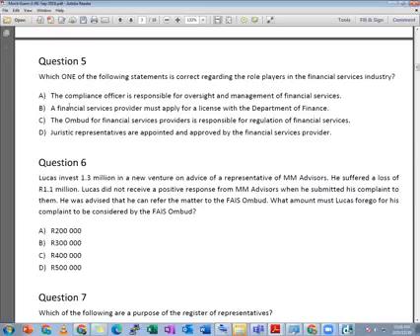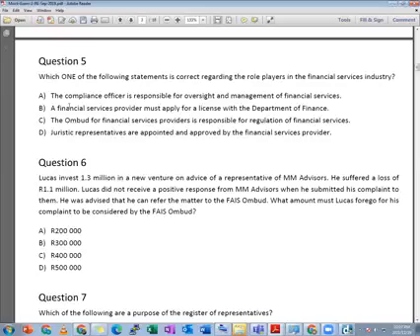Question 5, which of the following statements is correct regarding the role players in the financial service industry? Do you know all the role players in the financial service industry? Do you know who does what? Do you know who the rep is, what he does? Do you know who the key individual is, what he does? Do you know who the compliance officer is and what he does? Do you know who FSCA is? Do you know who the ombudsman is and what each and every one of them is doing? When you go through your answers for this, you will know if one is correct or incorrect.